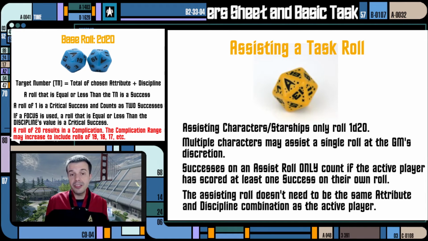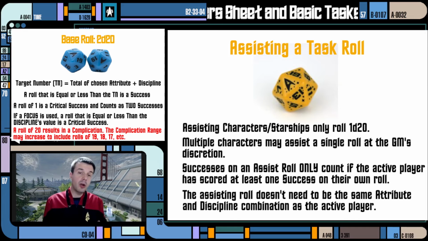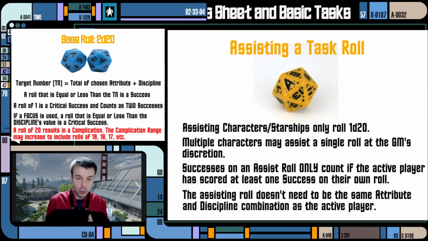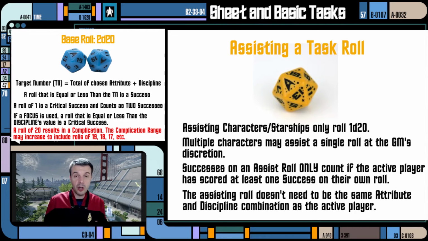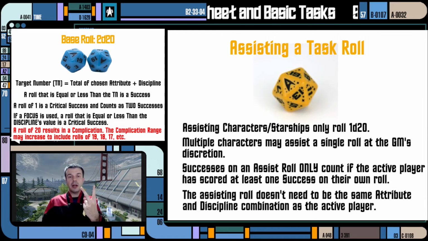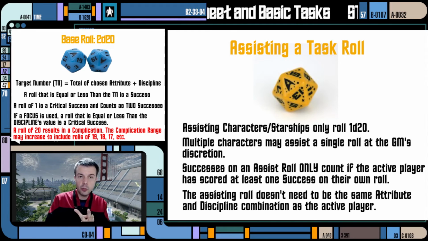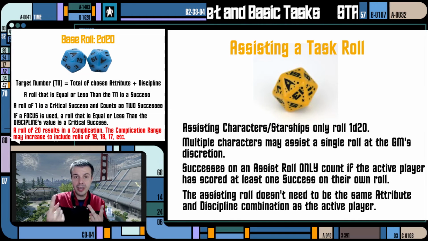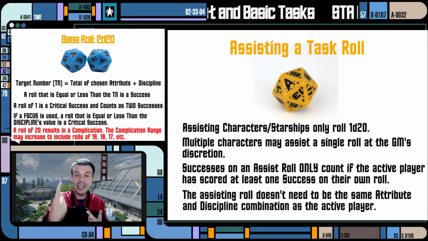But another thing I see frequently, or have seen done incorrectly in the past with these assist rolls: let's say we only needed 1 success. The active player, I roll my 2d20s, 2 failures, but my supporting player, oh, good old Lieutenant Dan, he comes in, he rolls his 1 die, he gets a success.